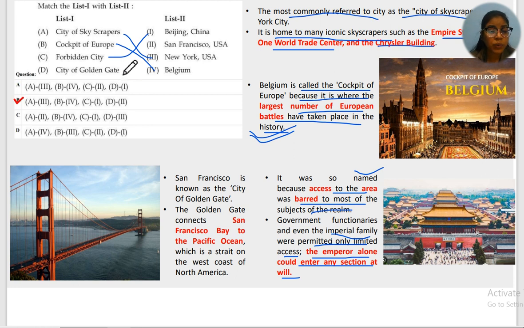Next you have City of Golden Gate. San Francisco of USA is known as the City of the Golden Gate. The Golden Gate connects San Francisco Bay to the Pacific Ocean, and this is the image of the Golden Gate Bridge. The Golden Gate is a strait on the west coast of North America. So, clear? The city of Golden Gate is known as San Francisco, USA.